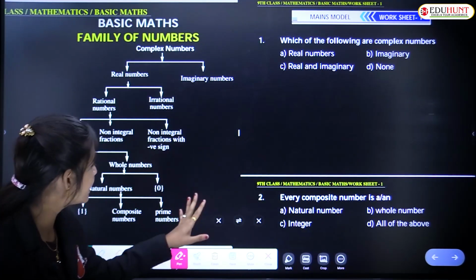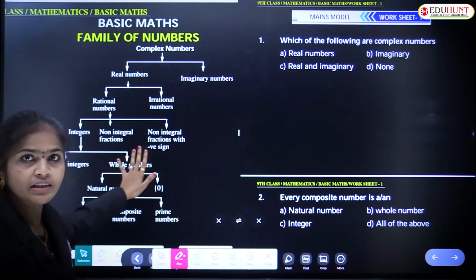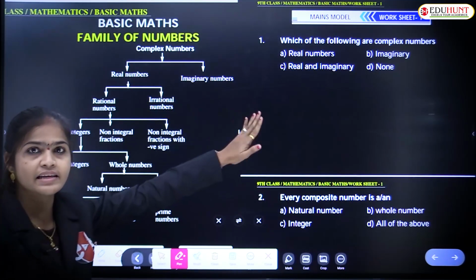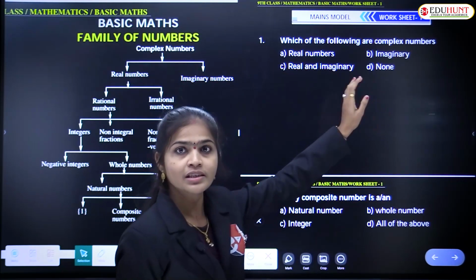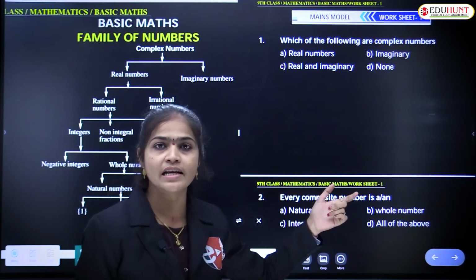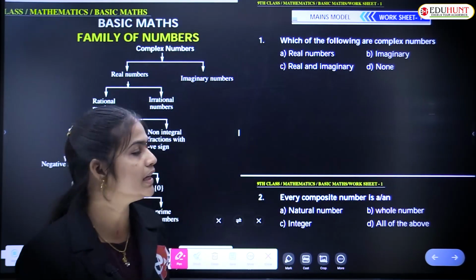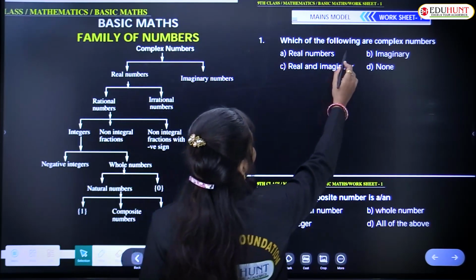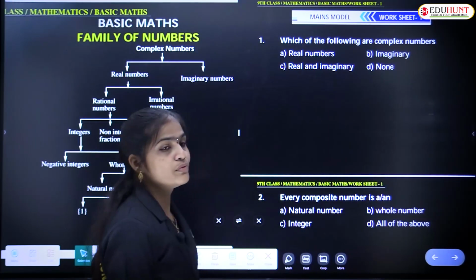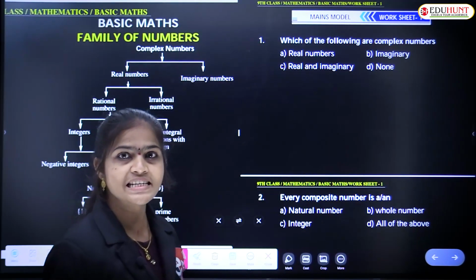For your understanding, here we have that flow chart. By seeing this you can also work out the answers. When I start reading the question, if you know the answer, send it in the chat box. So the first question: Which of the following are complex numbers? Which of the following are complex numbers?